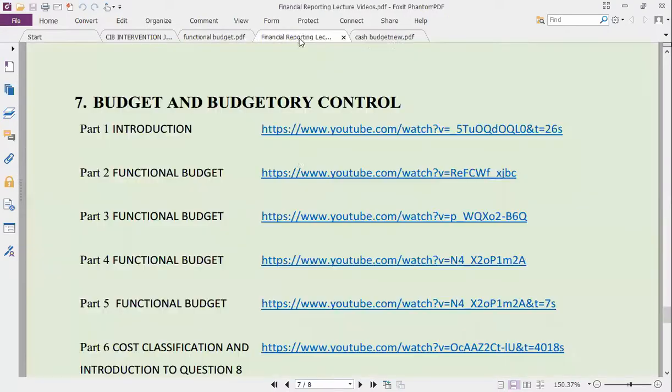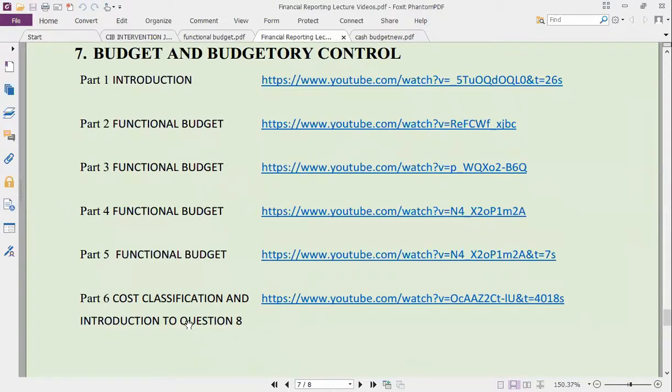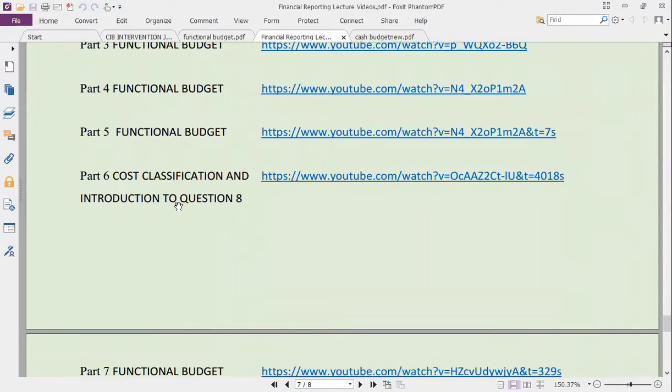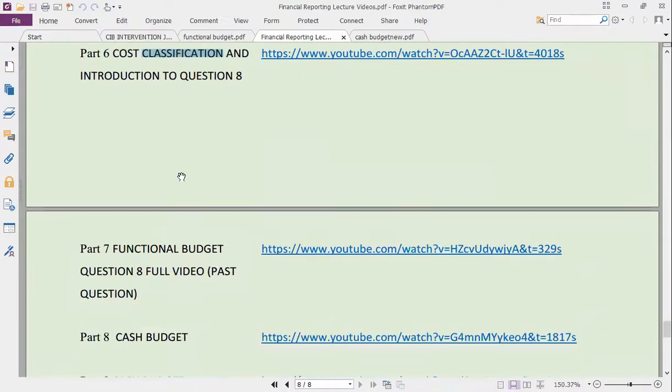part 2, and then continuation part 3, and then there was a particular question, question 8. The question that we are showing is in this. Then part 7 contains a full section for your past question. That's question 8.